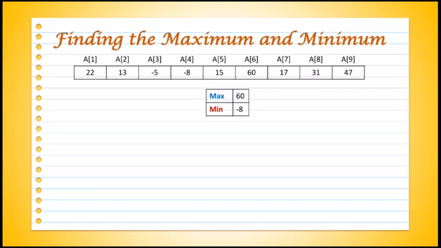So in this way we can solve the given problem, that is finding the maximum and minimum element from the given list by using the divide and conquer strategy.